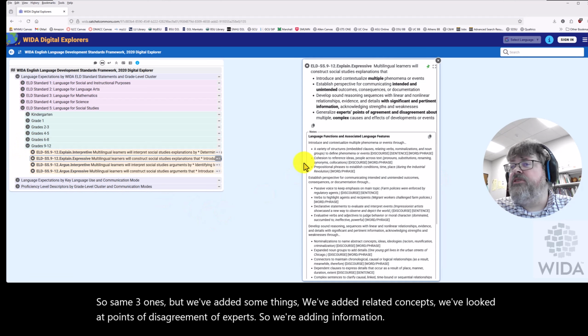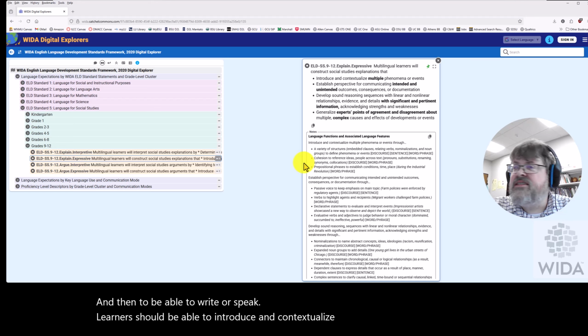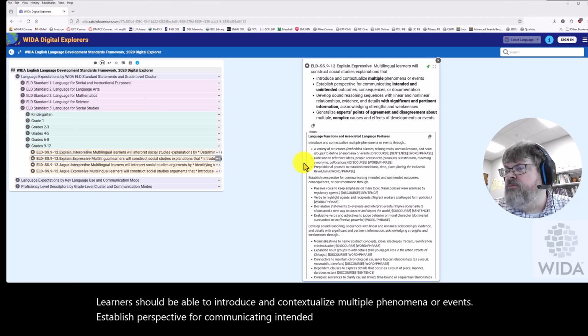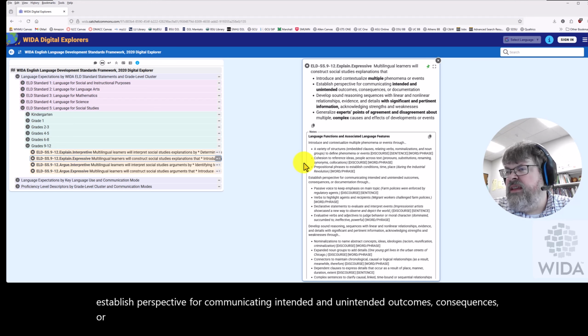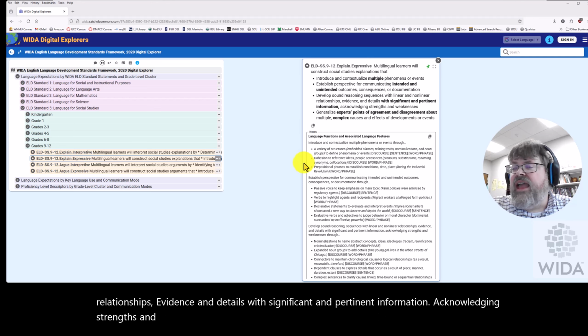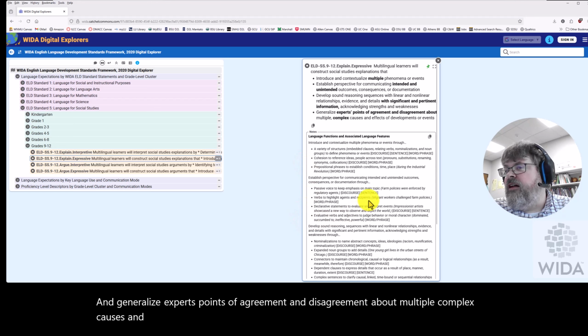And then to be able to write or speak, learners should be able to introduce and contextualize multiple phenomena or events, establish perspective for communicating intended and unintended outcomes, consequences, or documentation, develop sound reasoning sequences with linear and nonlinear relationships, evidence, and details with significant and pertinent information, acknowledging strengths and weaknesses, and generalize experts' points of agreement and disagreement about multiple complex causes and effects of developments or events.